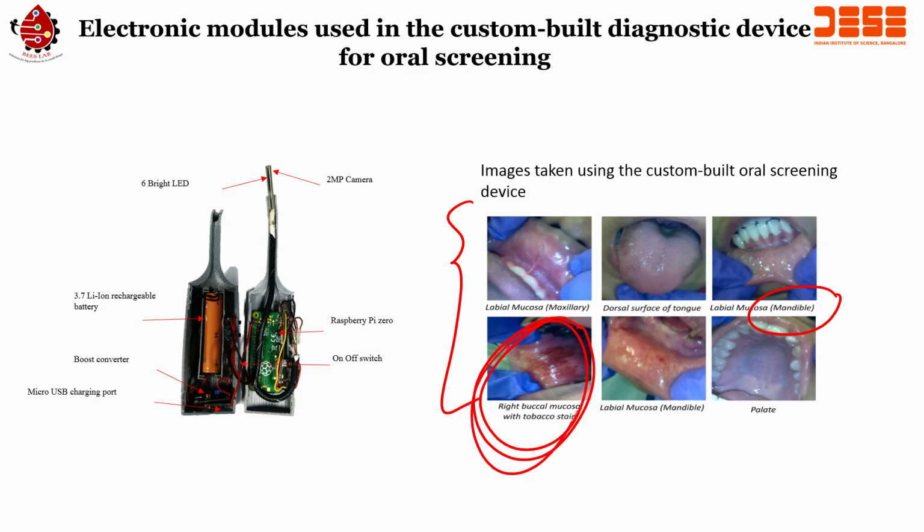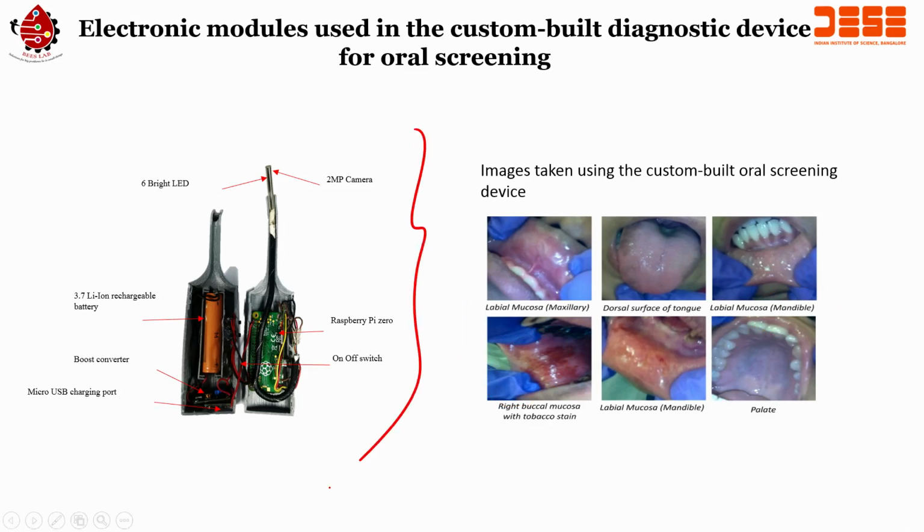This is when a patient has a habit of eating or chewing tobacco. In that case, the right buccal mucosa with tobacco stain we can see right over here, and the palate is also visible. But the disadvantage of the mobile I have already discussed, and that is why this system can be used to take images from several regions.